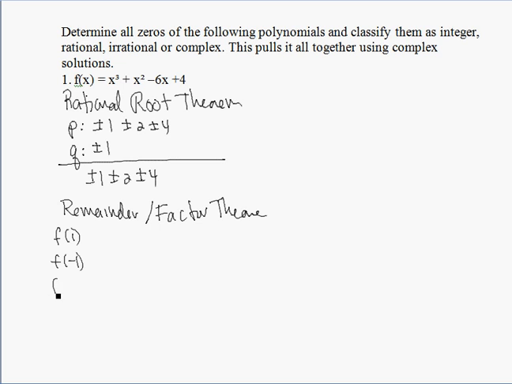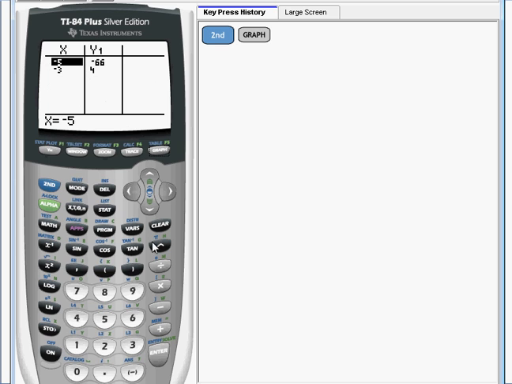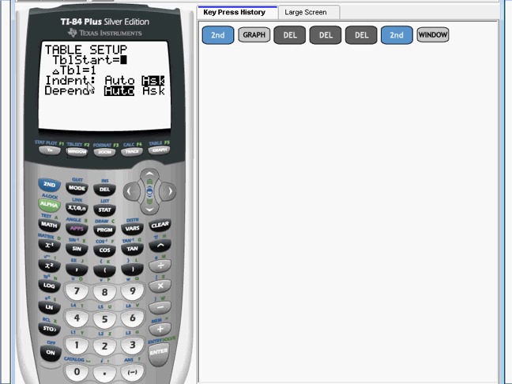So this is really just a calculator exercise. So I'm just going to plug these into the calculator, so let's get that started. The function is already plugged in there. Make sure that my table set is my independent set on ask. I don't care what your initial table start is and your changing table is.